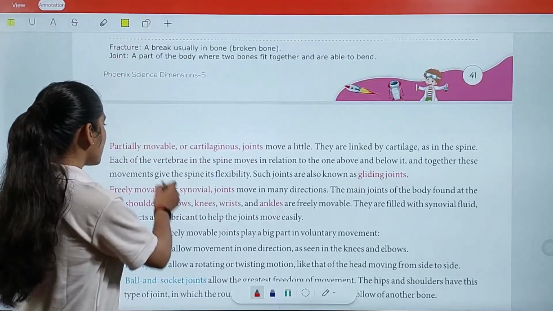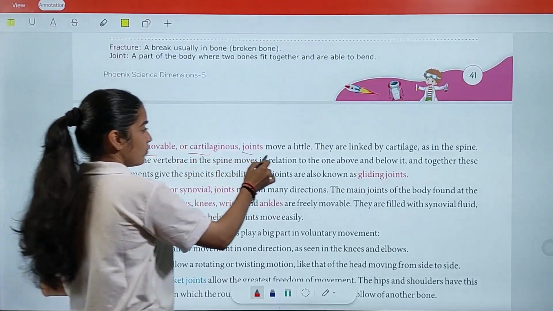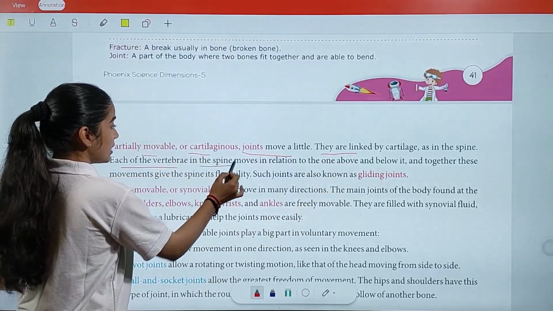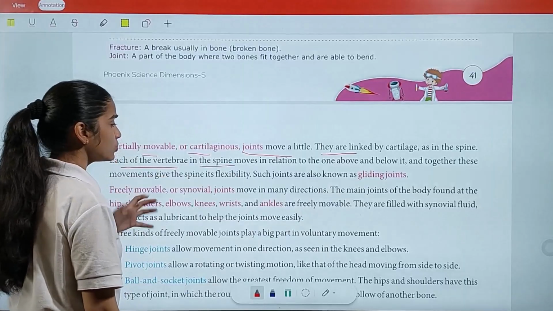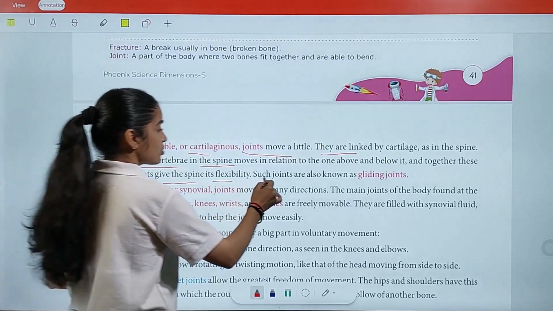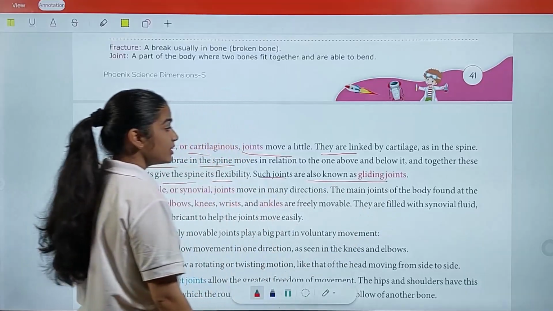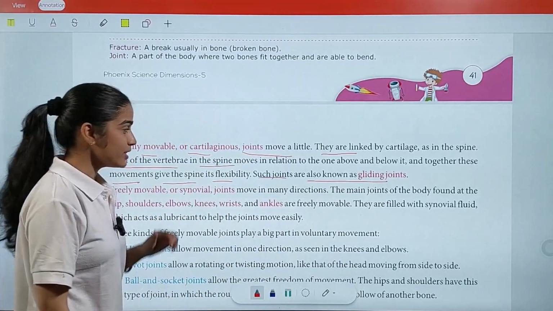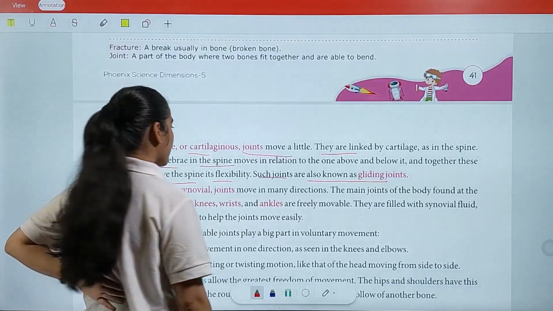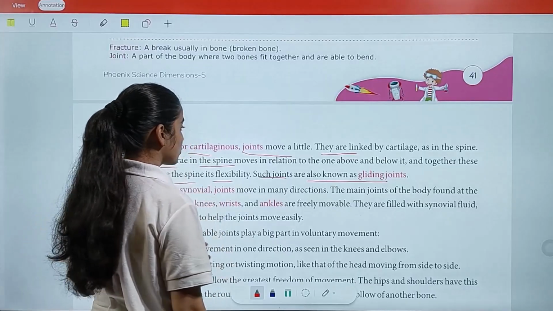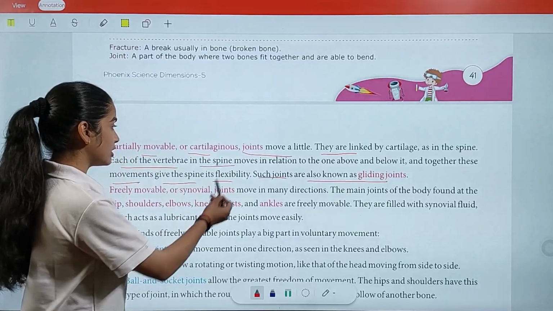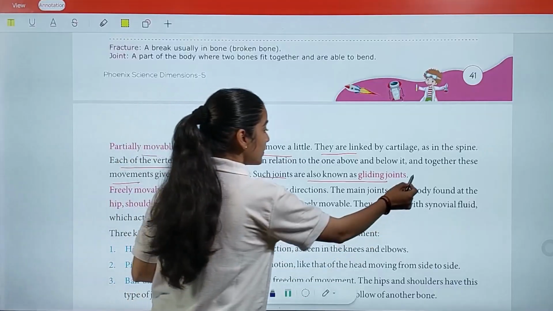Next we have partially movable or cartilaginous joints. They move a little. They are linked by cartilage, as in the spine. Each of the vertebrae in the spine moves in relation to the one above and below it, and together this movement gives the spine its flexibility. Such joints are also known as gliding joints. So these joints show only partial mobility. One example is the vertebral column, which shows a little bit of movement in your spine, so it's called a cartilaginous joint, and we can also call it a gliding joint.